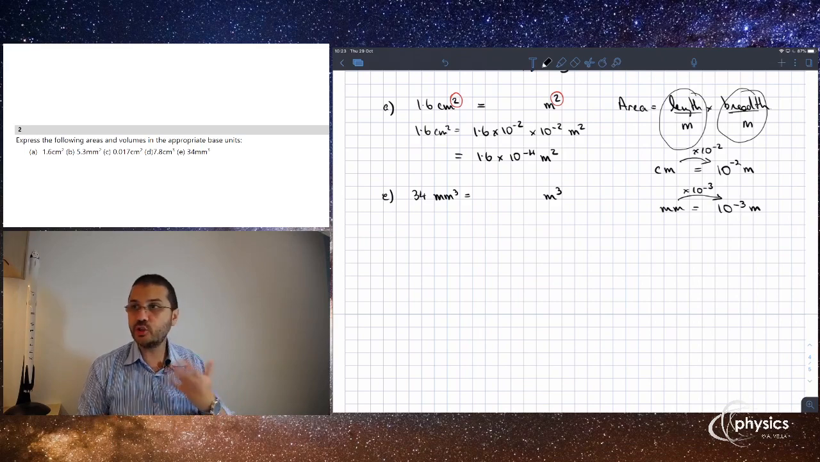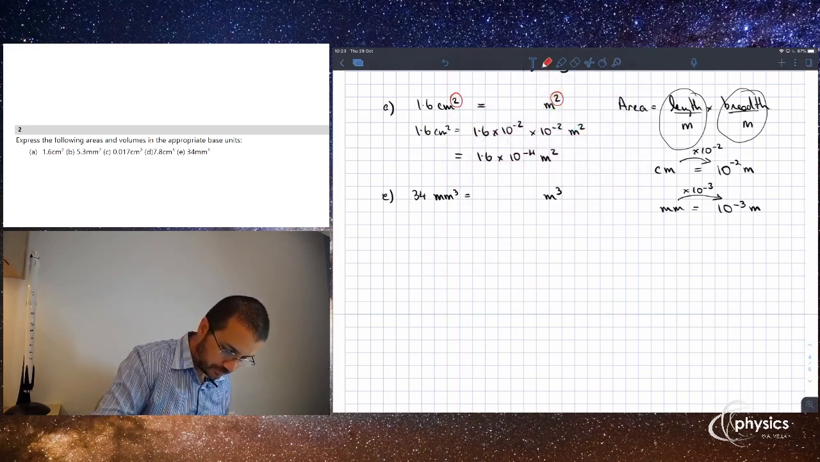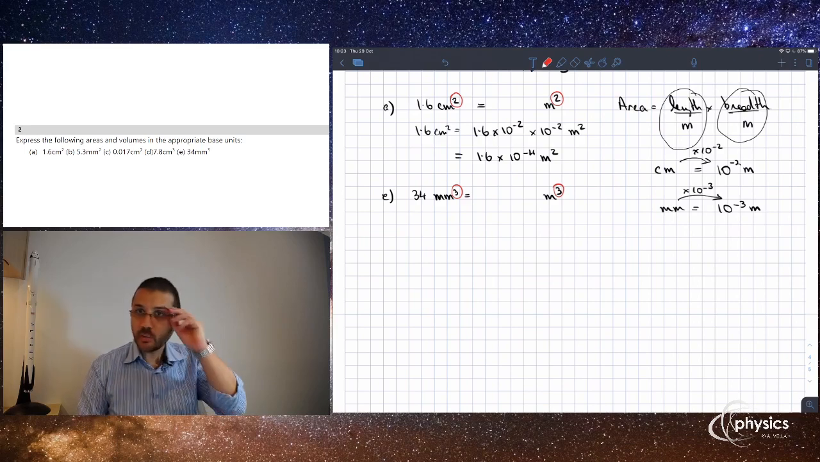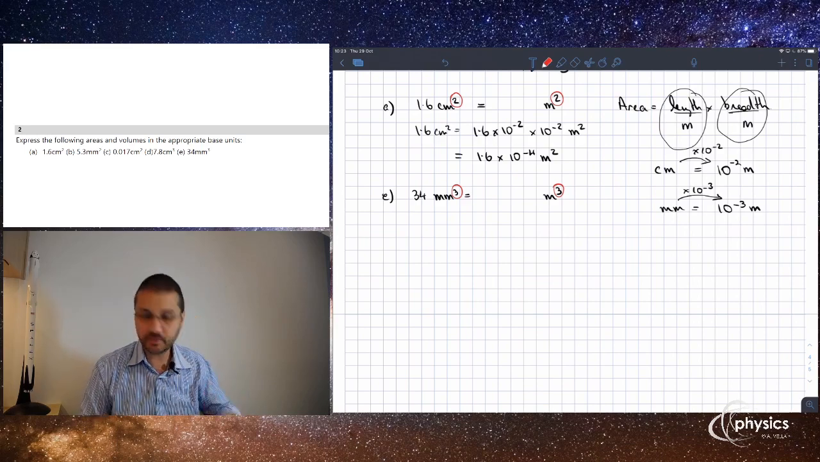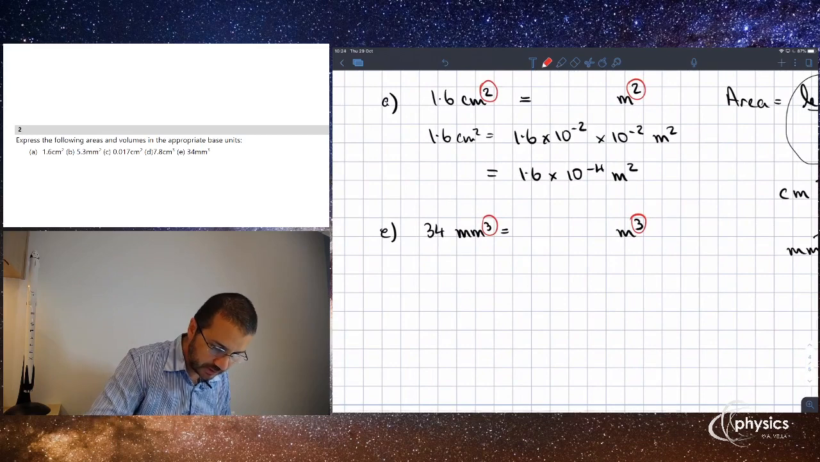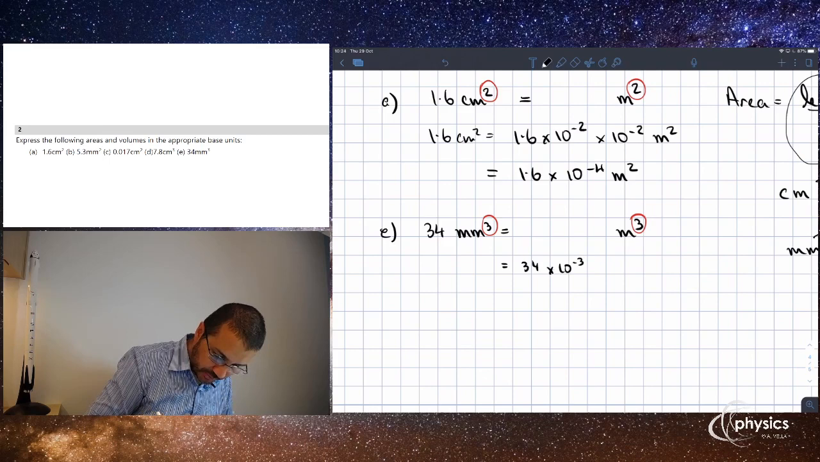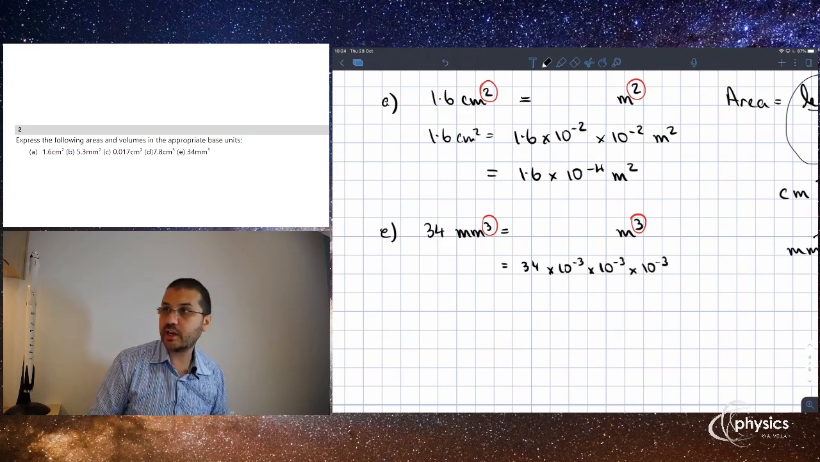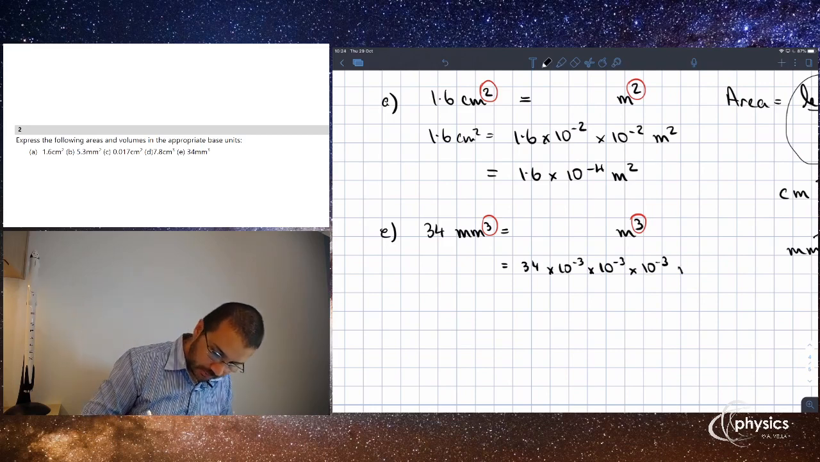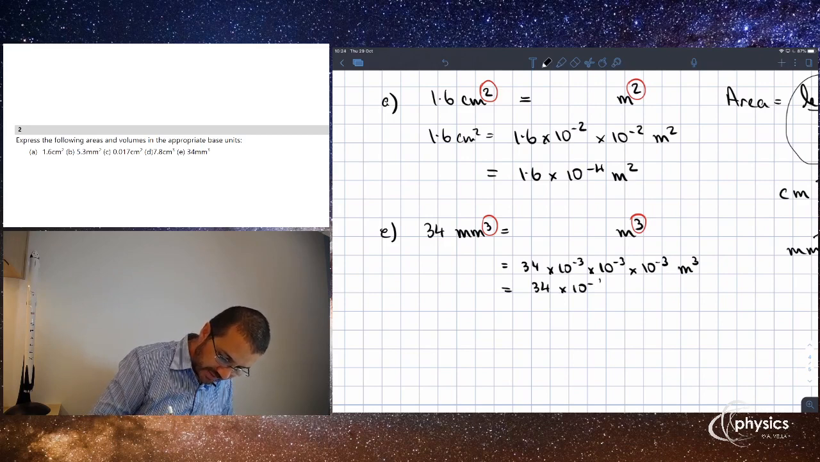But now, since it's cubed, we have to repeat the conversion 3 times. Not 2 times, 3 times. Therefore, I will have 34 times 10 to the minus 3 for the length, times 10 to the minus 3 for the breadth, times 10 to the minus 3 for the height. Okay? Meters cubed. So the answer will be 34 times 10 to the minus 9 meters cubed, or 3.4 times 10 to the minus 8 meters cubed.